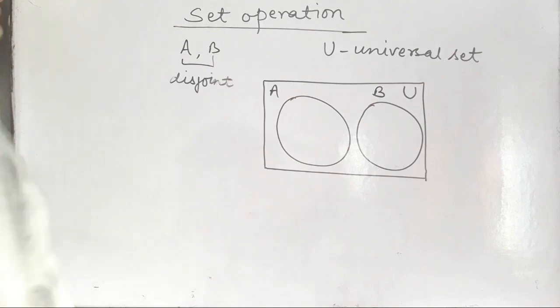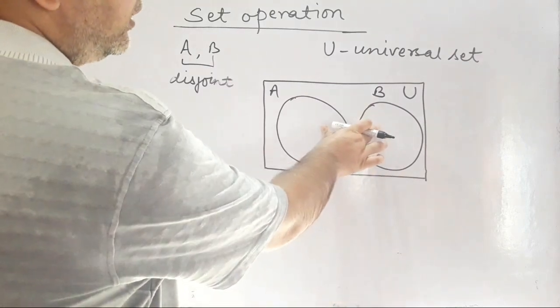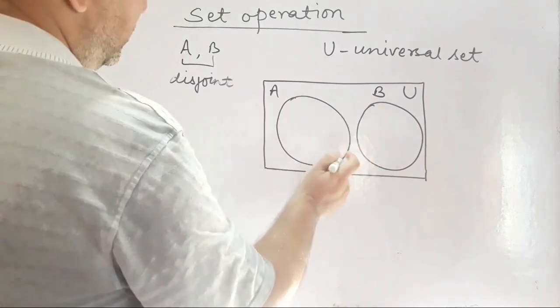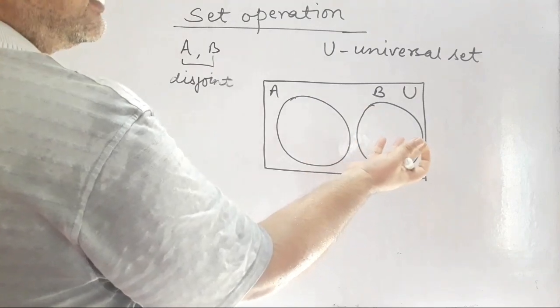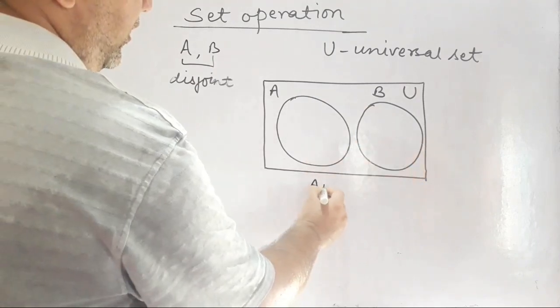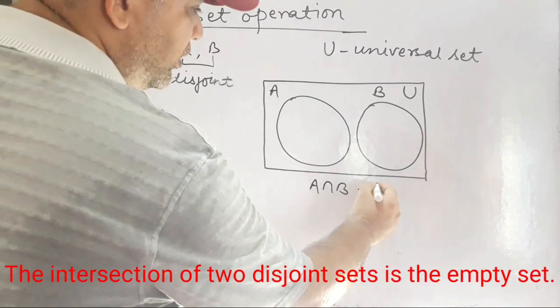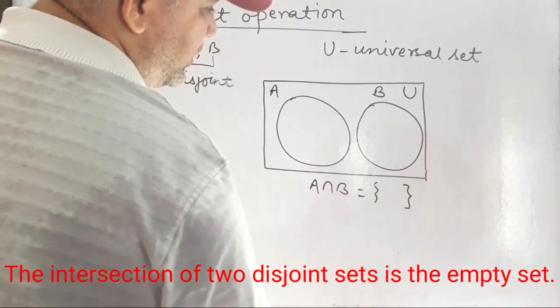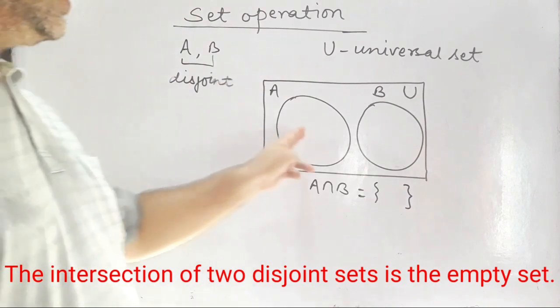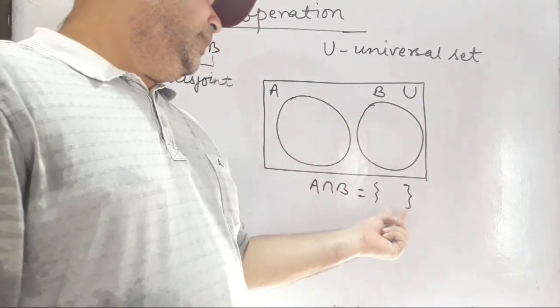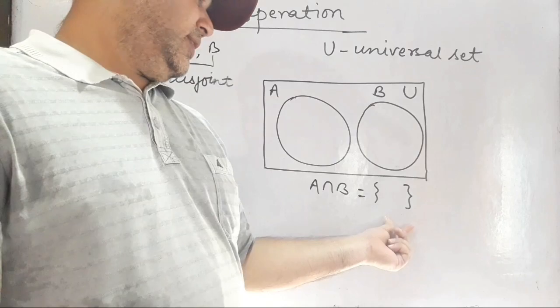Now, are they intersecting each other? No, they are not intersecting, so we cannot shade any part. So this is A intersection B. Here, A intersection B would be an empty set, since these two sets do not intersect with each other, so there would be no element to list.